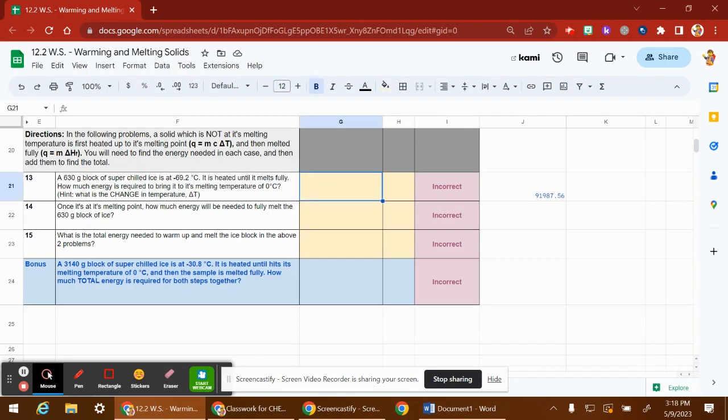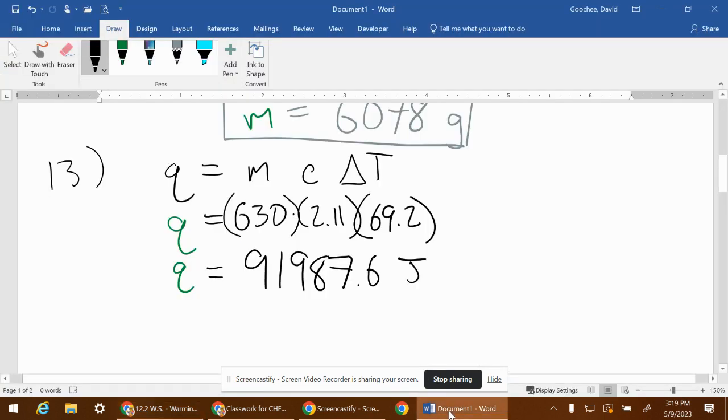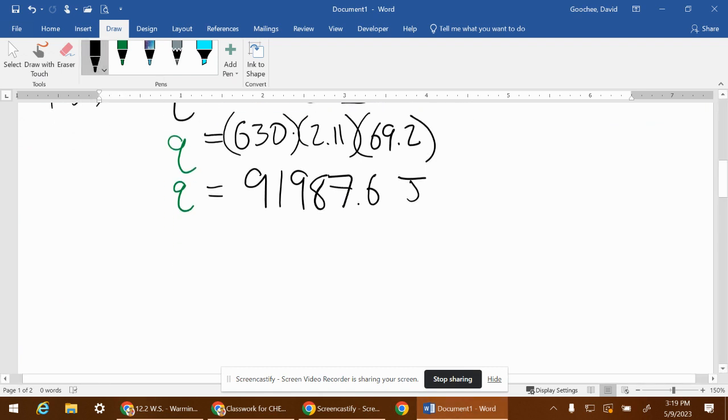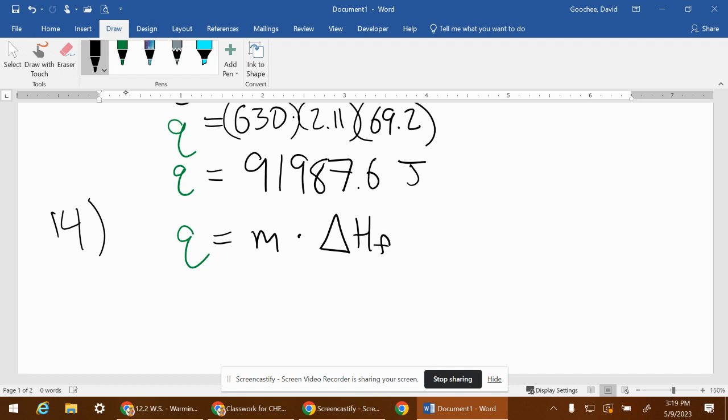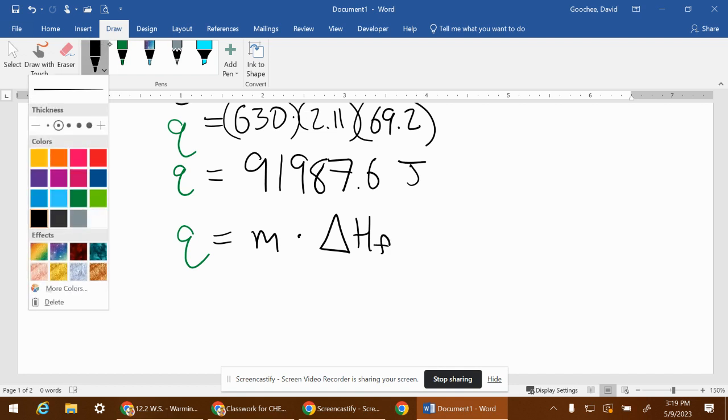That's how much energy it takes just to get the ice to its melting temperature. And again, that's 91,987 joules. Cool. That's how much energy it takes to warm up the ice. Now we want to know how much energy do we need to melt the ice now that it's there. So, number 14. The energy we need to melt this ice is equal to its mass times the heat of fusion for ice, the melting energy for ice.